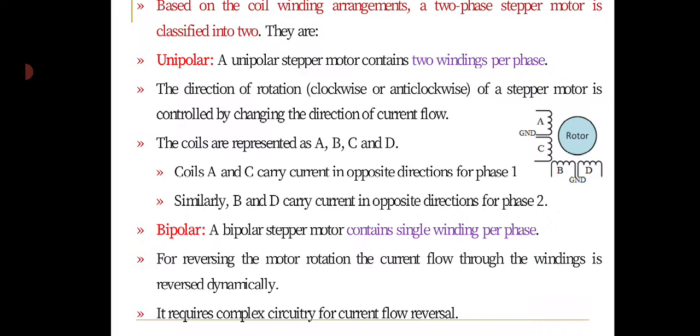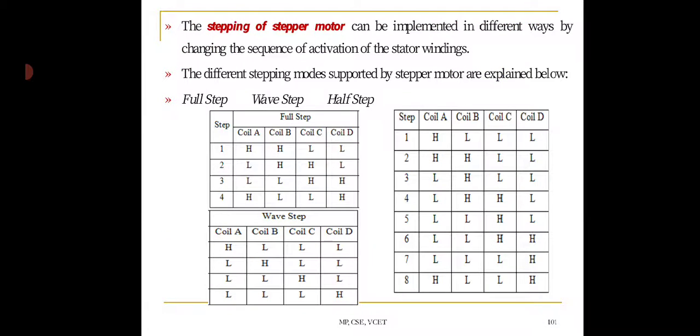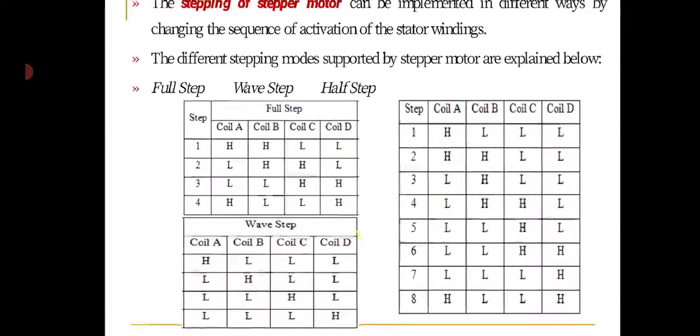Bipolar stepper motor contains a single winding per phase. For reversing the motor rotation, the current flow through the winding is reversed dynamically. It requires a complex circuit for current flow. The stepping of a stepper motor can be implemented in different ways by changing the sequence of activations of the stator windings. The different stepping modes supported by the stepper motor are explained below: full step, wave step, half step.